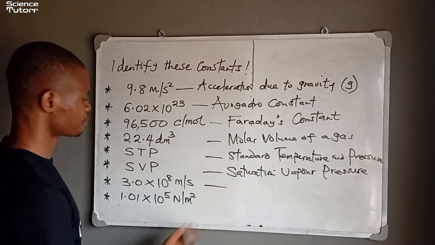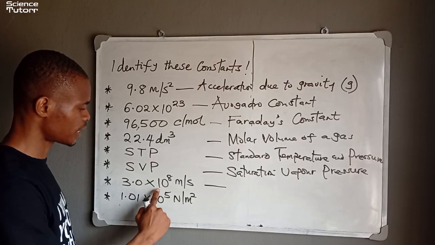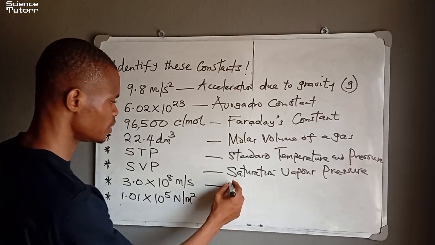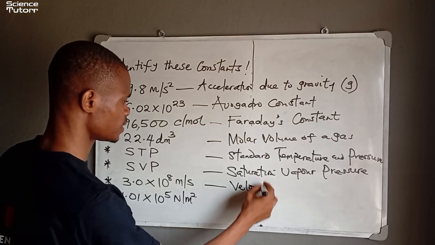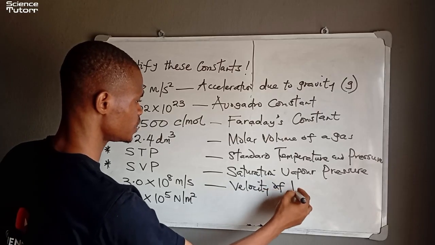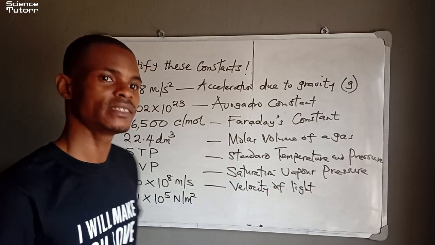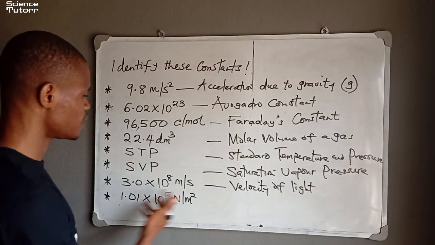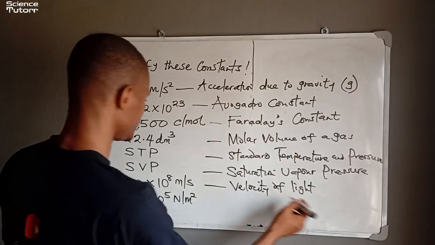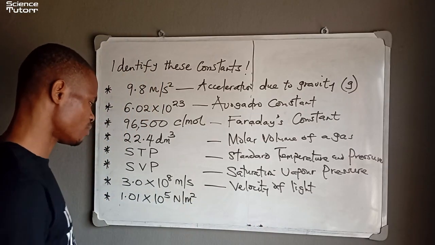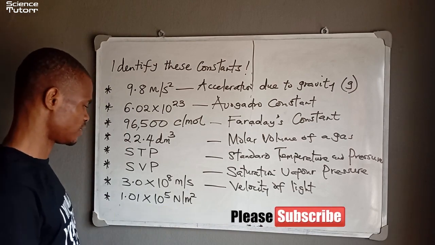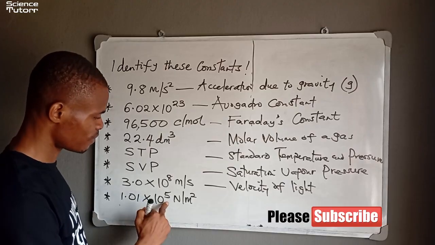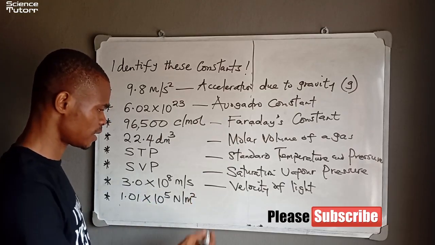We have the constant 3.0 times 10 to the power 8 meter per second. This has to do with velocity. As in physics, we call this velocity of light. Remember, light travels faster than sound waves. So this is the velocity of light, 3 times 10 to the power 8 meter per second. Always given in problems.